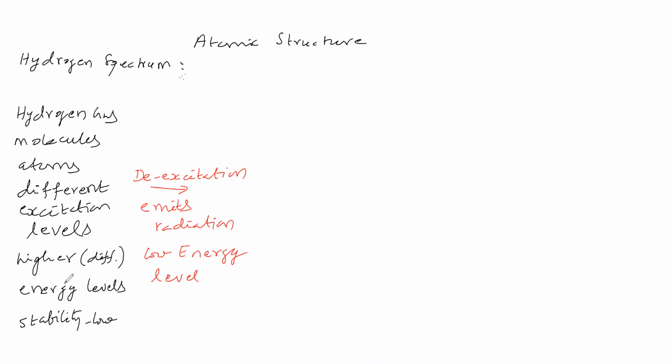Now here hydrogen electrons are in different higher energy levels. They are going for de-excitation. They are emitting radiation, therefore they are coming to lower energy levels. That radiation that they emitted comes out. Now that radiation has a wavelength.